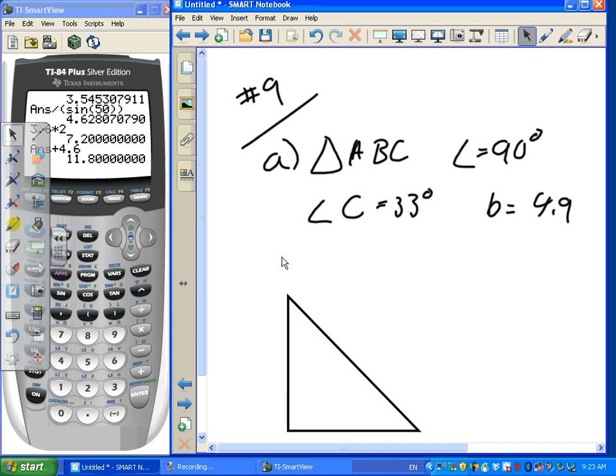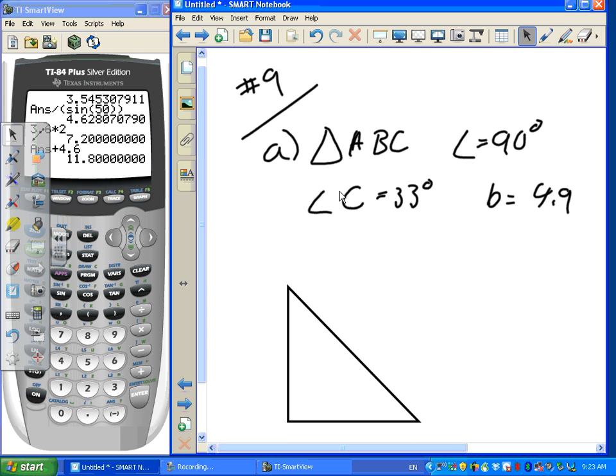Okay, question 9A. They've given us the measurements of triangle ABC. They said angle, I believe that's A, right? Yeah. No, sorry. That's angle B. Angle B is 90, so this triangle I've made, we're going to call this angle B, which means this will be side B. Angle C is 33 degrees. I'm just going to arbitrarily call this C and the other one A. Angle C is 33 degrees, and side B is 4.9.